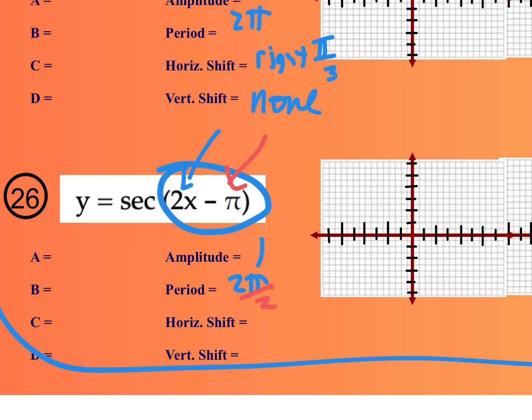Okay, that's the last of my advice for today. I hope you enjoyed secant, cosecant. Tomorrow we talk tangent. And that's all I got for you for today.